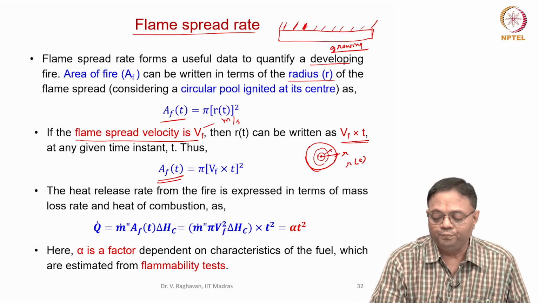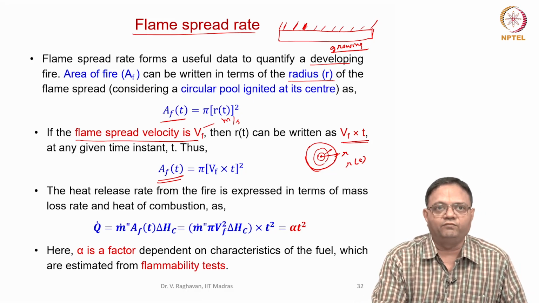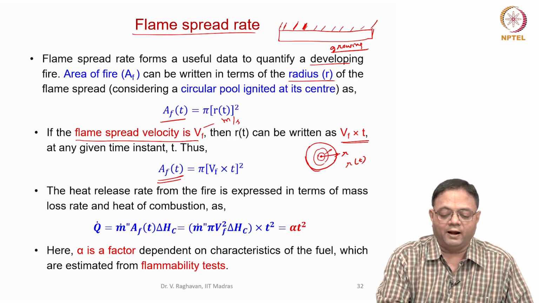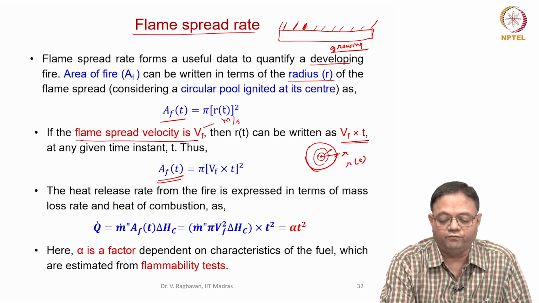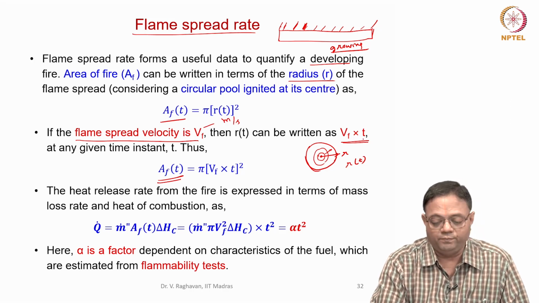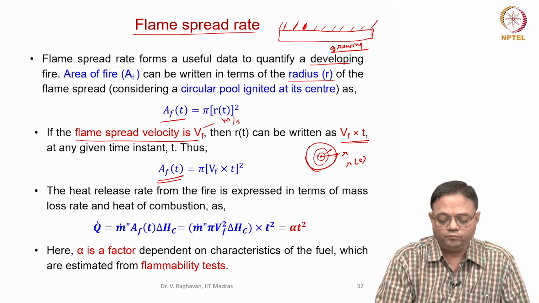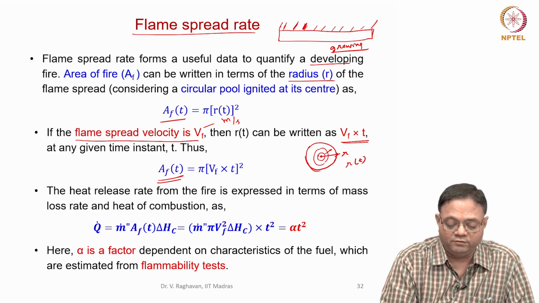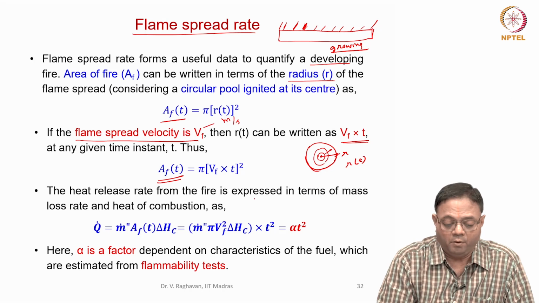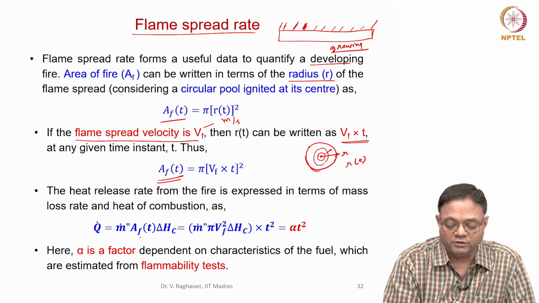Now, I want to know the growth rate. For that, I consider a circular pool ignited at the center, and I write the area of the fire as a function of radius in terms of V_f into t, and substitute that. Now, what is heat release rate? It is nothing but the mass loss rate and the heat of combustion.